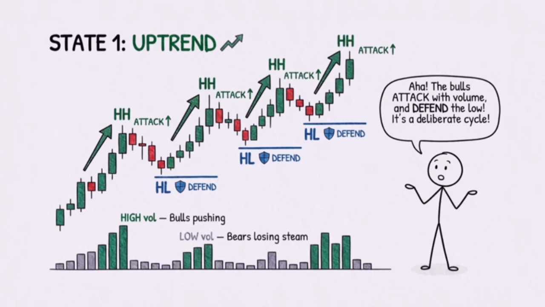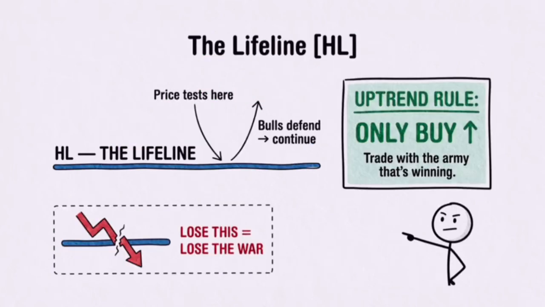Volume is high on the impulse waves when the bulls are pushing up, and volume is low on the pullbacks when the bears are trying to fight back. That tells you the bears are losing steam. There's one line that matters more than anything else in an uptrend. It's the higher low. The HL is the bull's lifeline. As long as they defend that line, they're still in control. Lose the HL, and they lose the war. Your rule in an uptrend is simple. Only look for buys. Trade with the army that's winning.